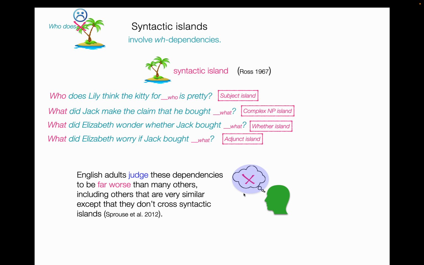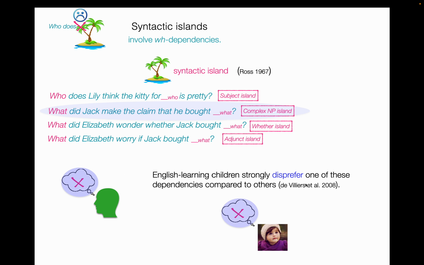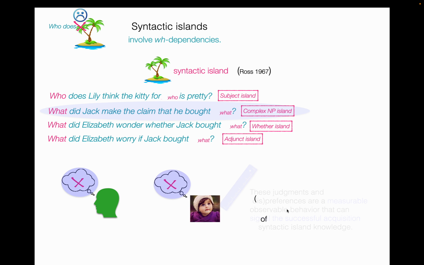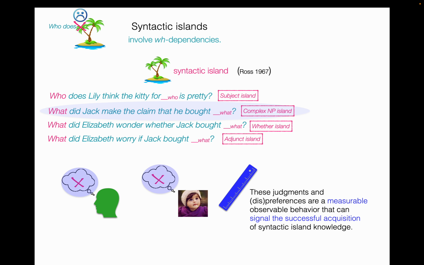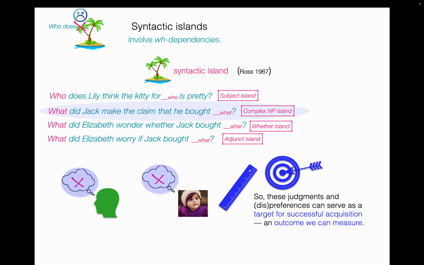So English adults judge these dependencies to be far worse than many others, including others that are pretty similar, except they don't cross what are supposed to be syntactic islands. And English learning children actually strongly disprefer one of these dependencies, the complex NP island one, compared to others, right? So these judgments and dispreferences are a measurable, observable behavior that can signal the successful acquisition of syntactic island knowledge, and that's what we're going to zoom in on. These judgments and dispreferences are going to serve as the target for successful acquisition. It's an outcome that we can measure.